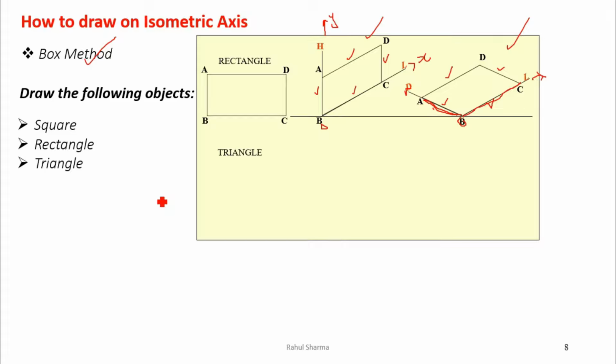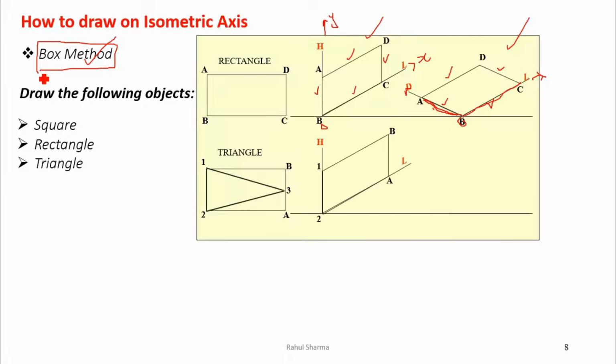So same, how to make a triangle. So when we have to make a triangle, you can see here, this is the non-iso object. Rectangle was an iso object, means the sides of rectangle are coming parallel to OX and OY, but in triangle this side and this side, they will not be parallel to any axis. To make any non-iso object, again we follow the box method. Box method says that we have to enclose the object in a box first, then we make box in the isometric axis, and in that box we'll draw the object.